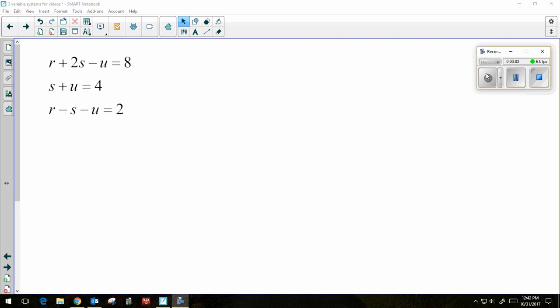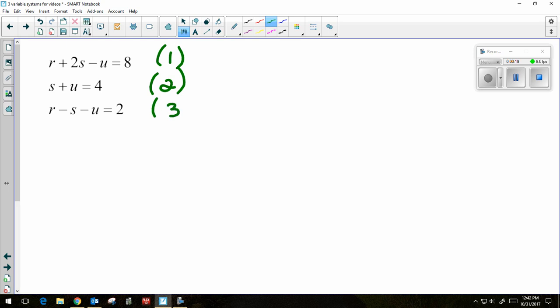Here's a 3-variable system. I have 3 equations and 3 different letters. Equation 1 is r plus 2s minus u equals 8. Equation 2 is s plus u equals 4. And equation 3 is r minus s minus u equals 2.